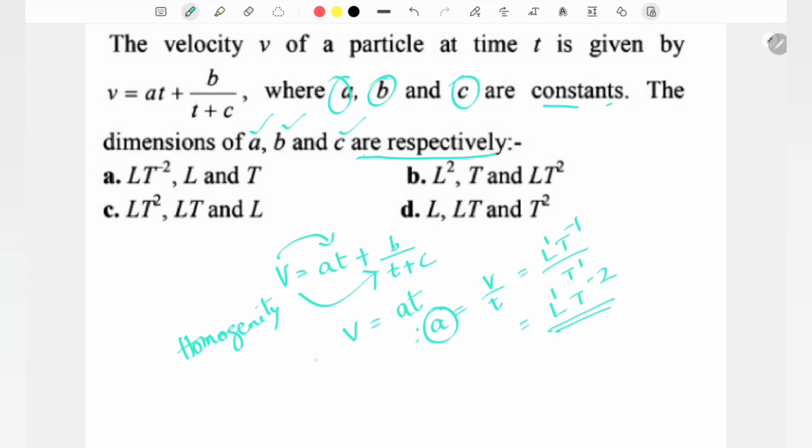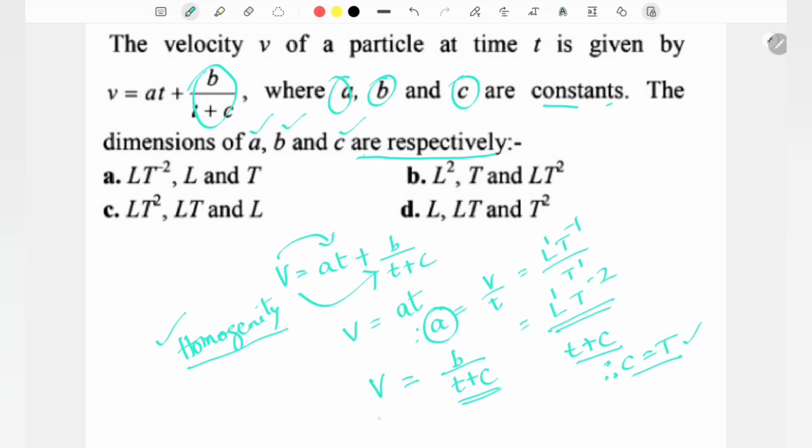Next, for the second term, we apply the principle of homogeneity, then we get V is equal to B by T plus C. Here again, in the denominator, we have T plus C. From the principle of homogeneity, we can add or subtract the physical quantities having the same dimensions. So, C must be equal to the dimensions of time. So we have the dimensions of C as time.